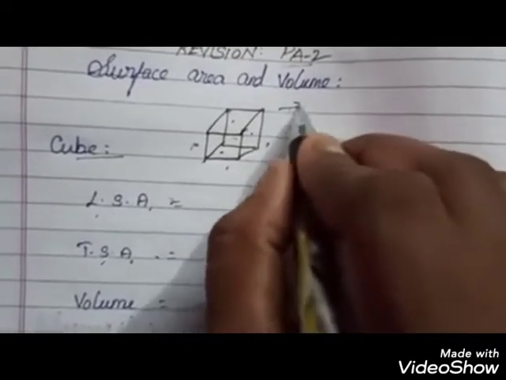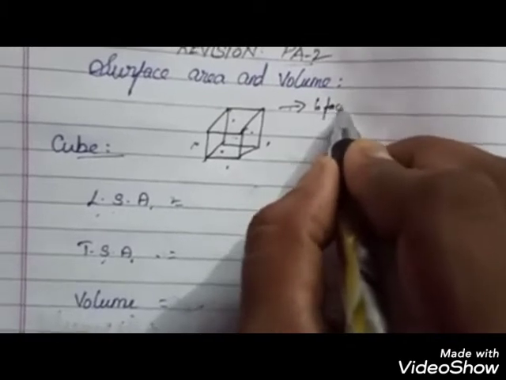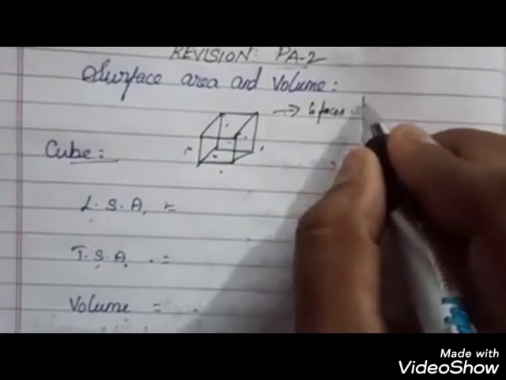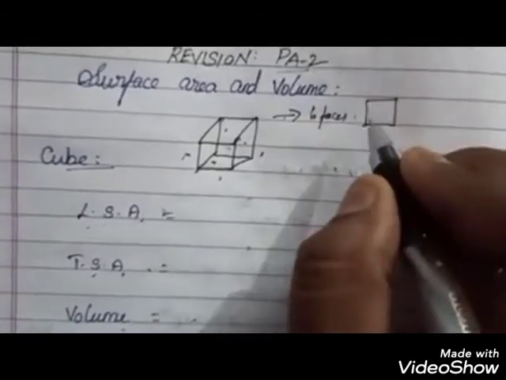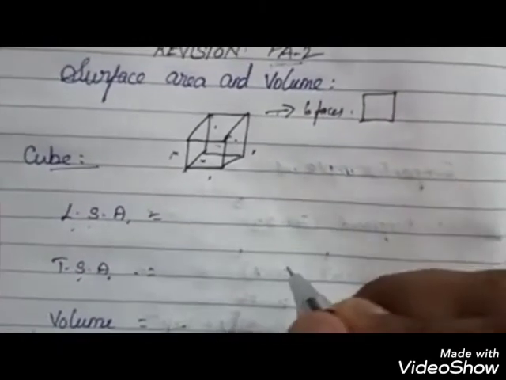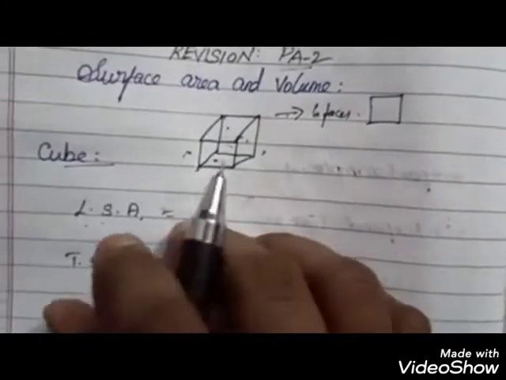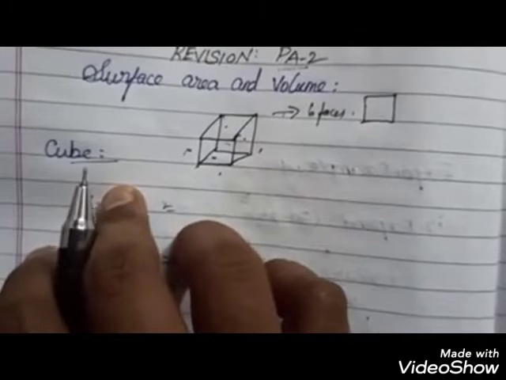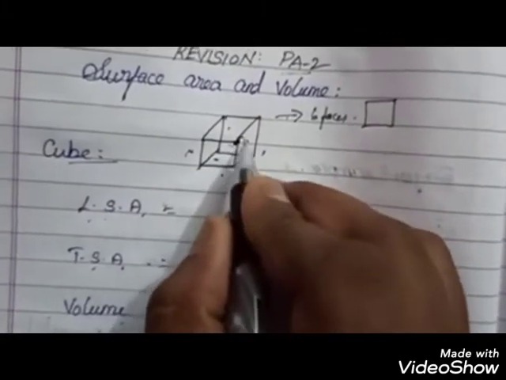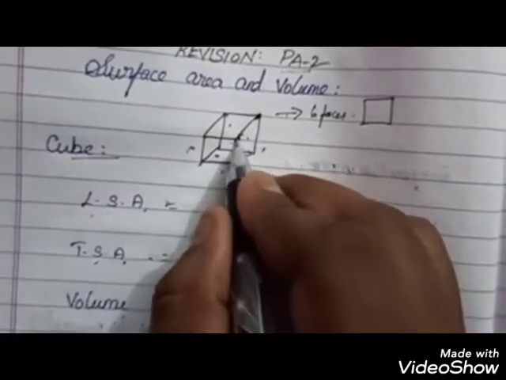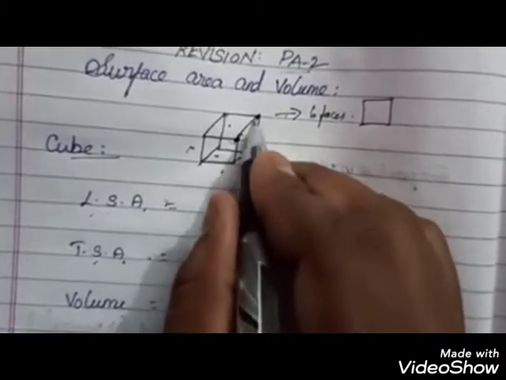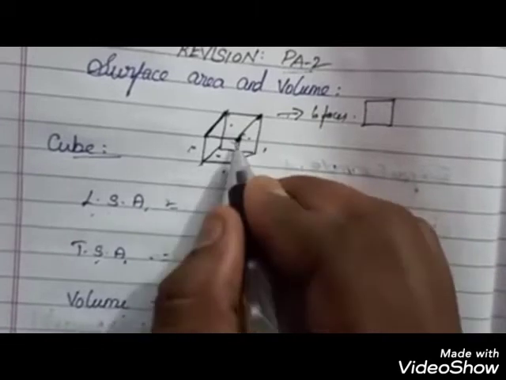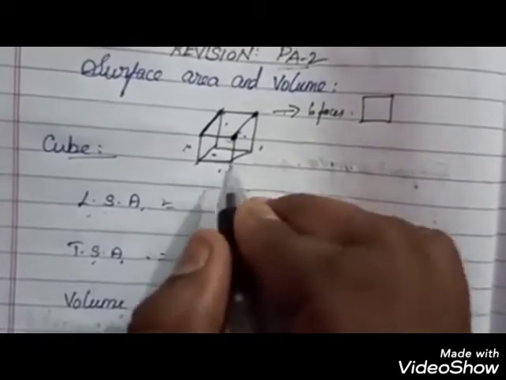So it has 6 faces. 6 faces means 6 sides. All the 6 sides are squares. And how many edges are there? What is the difference between edges and vertices? A vertex is nothing but this point, the end of a line segment. The line segment we call an edge, and this point we call a vertex.